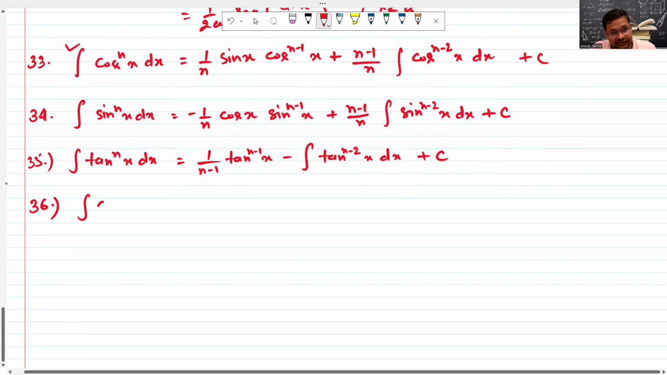The integration of cot to the power n of x dx is equal to minus 1 upon n minus 1 cot to power n minus 1 of x, minus integration of cot to power n minus 2 of x dx, plus c.